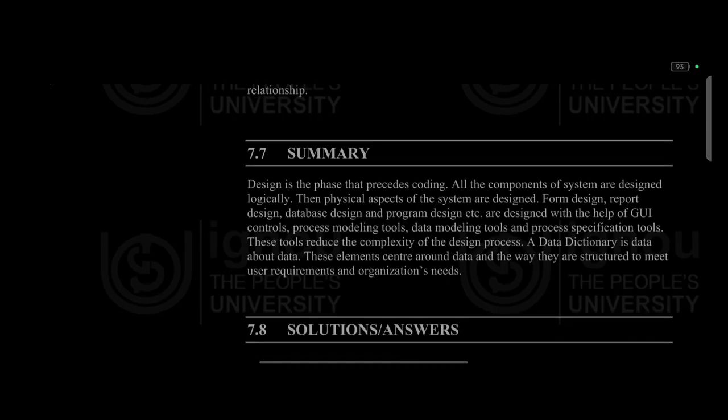Summary: Design is the phase that precedes coding. All the components of the system are designed logically. Then physical aspects of the system are designed. Form design, report design, database design, and program design, etc., are designed with the help of GUI controls, process modeling tools, data modeling tools, and process specification tools. These tools reduce the complexity of the design process.